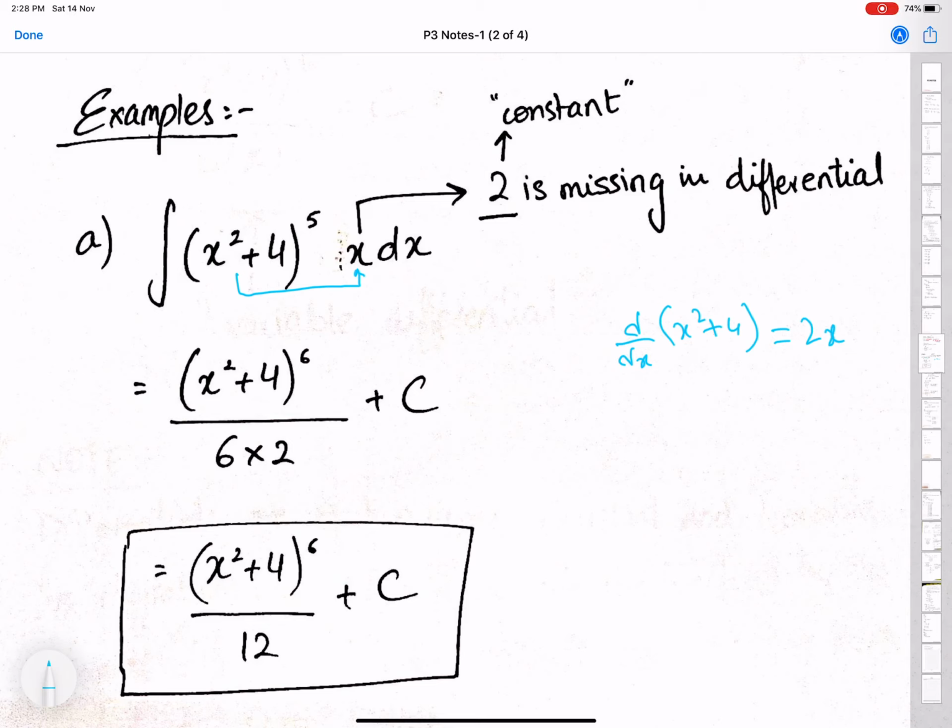So, according to basic formula number 1, we must have the complete differential here. Since we don't have the complete differential, something is missing in this differential, which is 2. And the most important thing is 2 is constant. So, according to basic formula number 1, if the complete differential is not there and a constant is missing in the differential, then you can still use basic formula number 1.